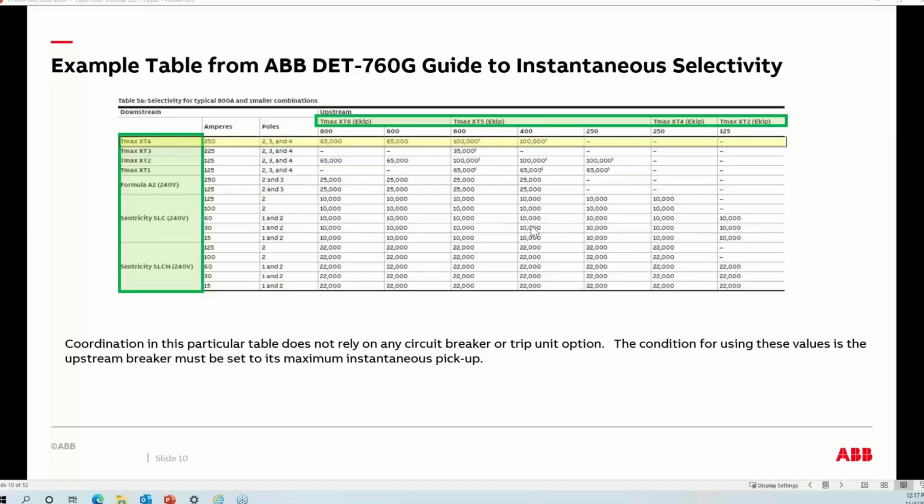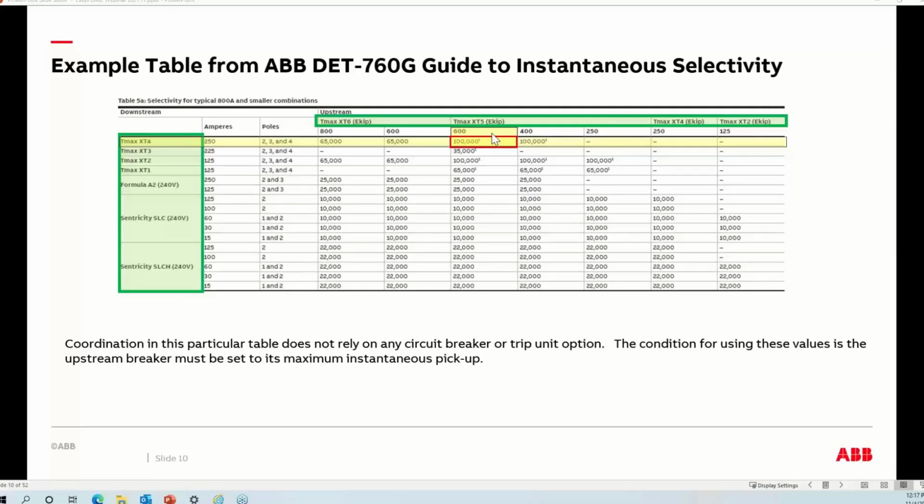and we want to know to what coordination level we can coordinate with, say, an upstream 600 amp sensor T-Max XT5. Well, where the row and the column intersect, there's a number. That number says 100,000 amps. So as long as you've selected breakers that actually have AIC ratings of 100,000 amps, then that's the maximum coordination you could get between those two breakers in the instantaneous region.